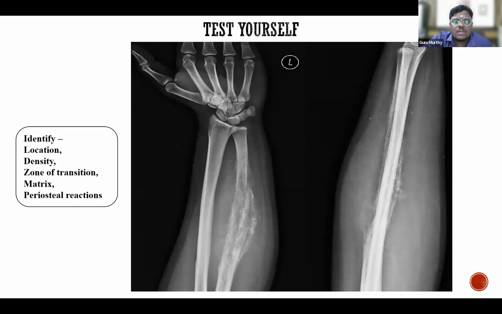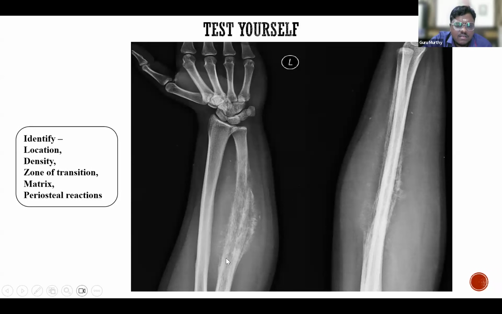If you see, the lesion is not in the metaphysis or epiphysis, it is predominantly in the diaphyseal region. And if you see, the density is lytic. And what kind of lytic? A moth-eaten permeative kind of lytic lesion. The zone of transition, you're not able to appreciate it much. So it's a wide zone of transition lesion. What is the matrix? I'm not able to pick up any osteoid or chondroid type of matrix. So there is no matrix in this kind of lesion.